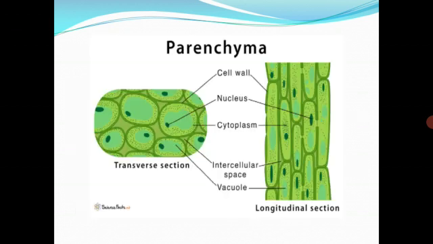So here is a diagram being shown. The transverse section as well as the longitudinal section is shown. Here in the diagram you can see cells showing different shapes, and the presence of intercellular spaces. In this, cell walls are thin, made up of cellulose, with a peripherally placed nucleus because a large vacuole is present. Cells are living. Here this has been shown in the longitudinal section: cell wall, nucleus, cytoplasm, intercellular spaces, and the vacuoles.